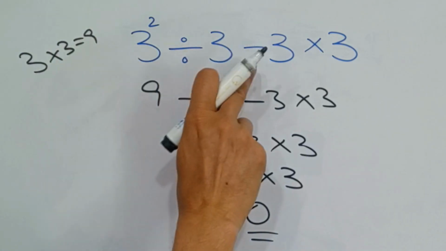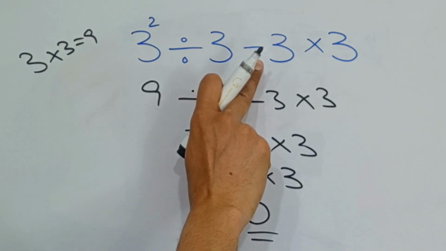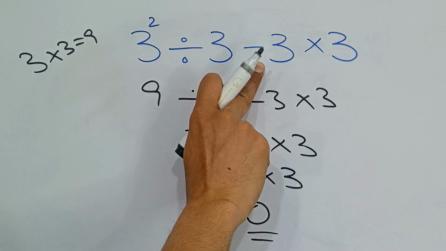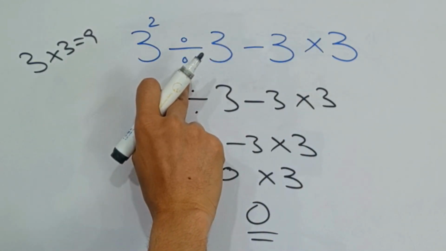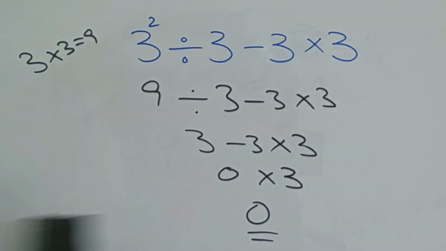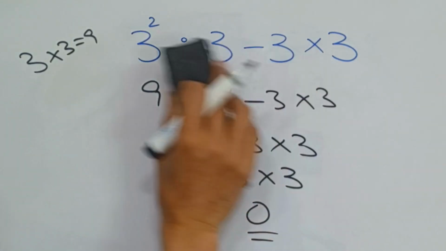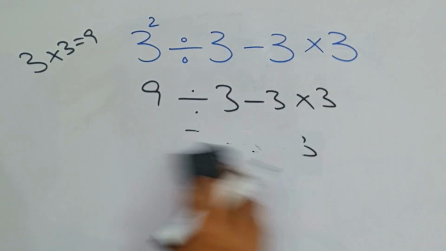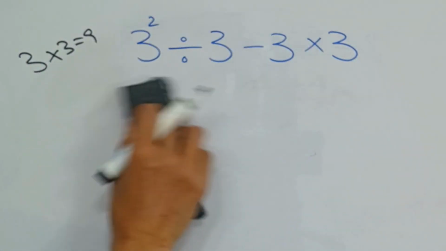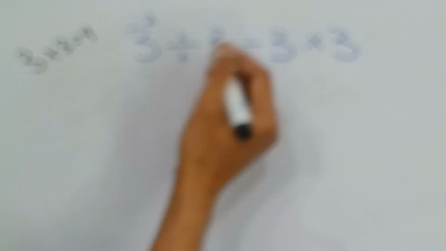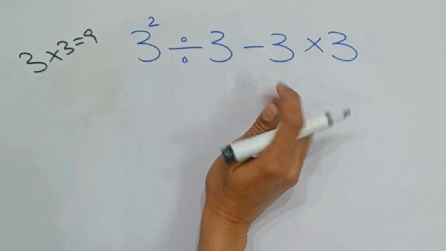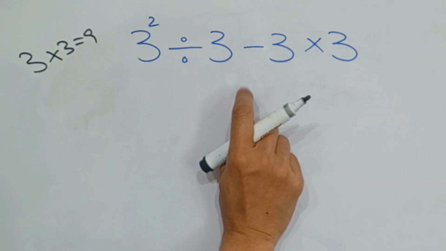Because subtraction and addition must be done after multiplication and division, right? Not before multiplication and division. So follow the order of operations. We use the PEMDAS rule. Multiplication and division from left to right, then addition and subtraction from left to right.